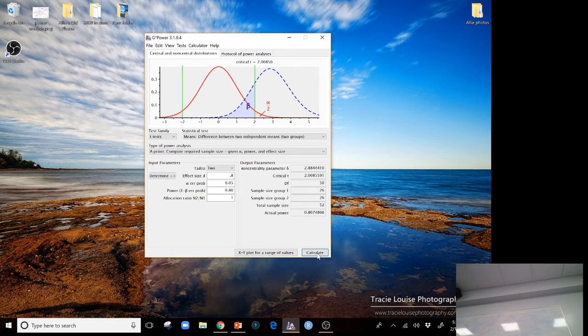Now, there are curves that they follow. It's not like if I halve the sample size, that means I need to double the effect size. It's not that, because there are square roots and stuff involved.